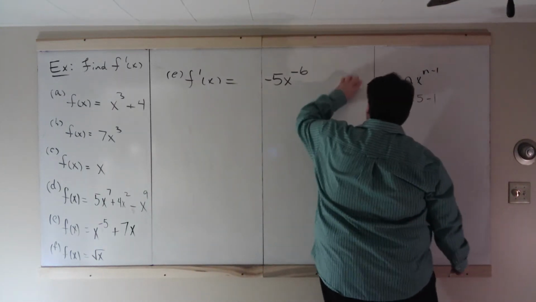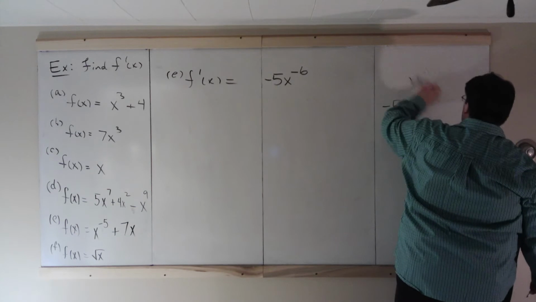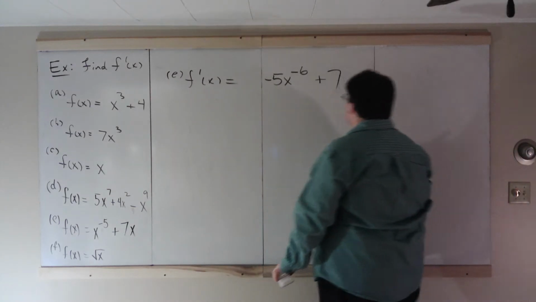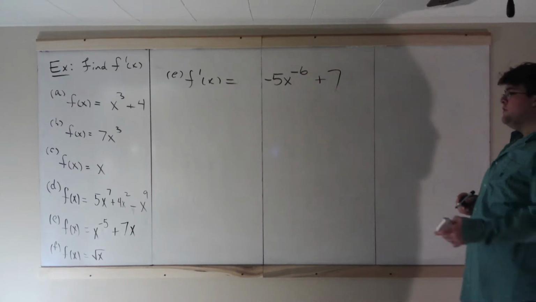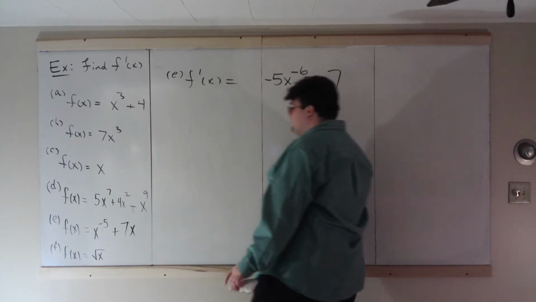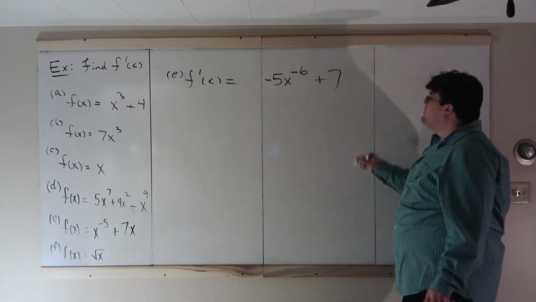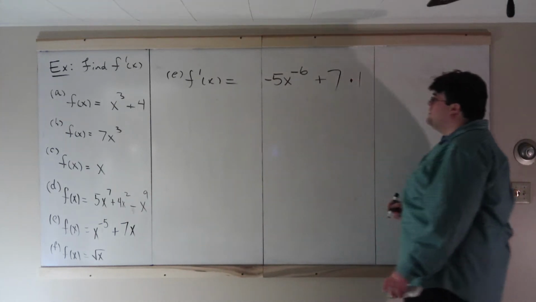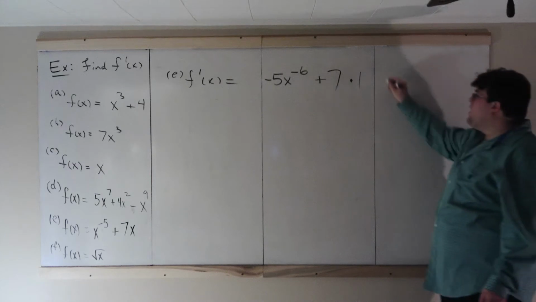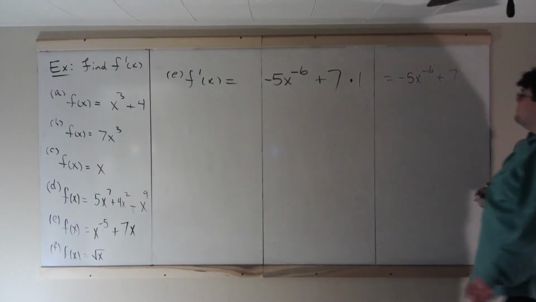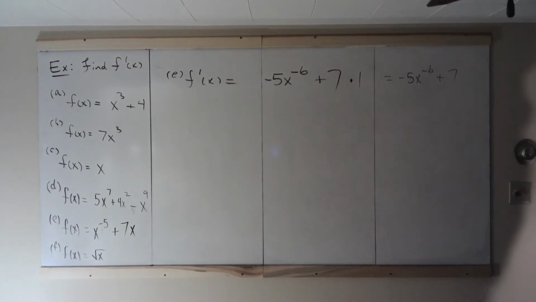And what about the next thing? Well, there's a positive sign there. There's a 7 there. So that positive 7 goes through, and you're left with just x. Well, the derivative of x we saw up here was 1. So we have positive 7 times 1. So you get negative 5x to the negative 6 plus 7.